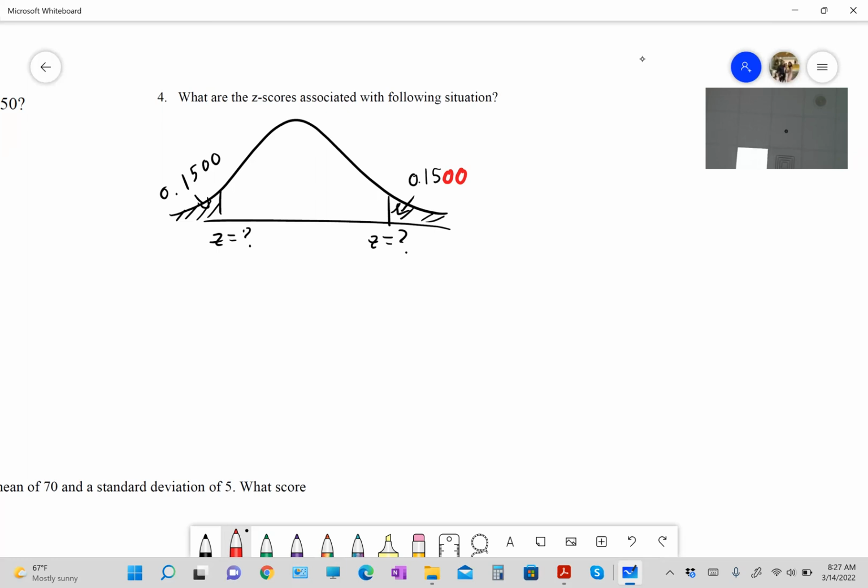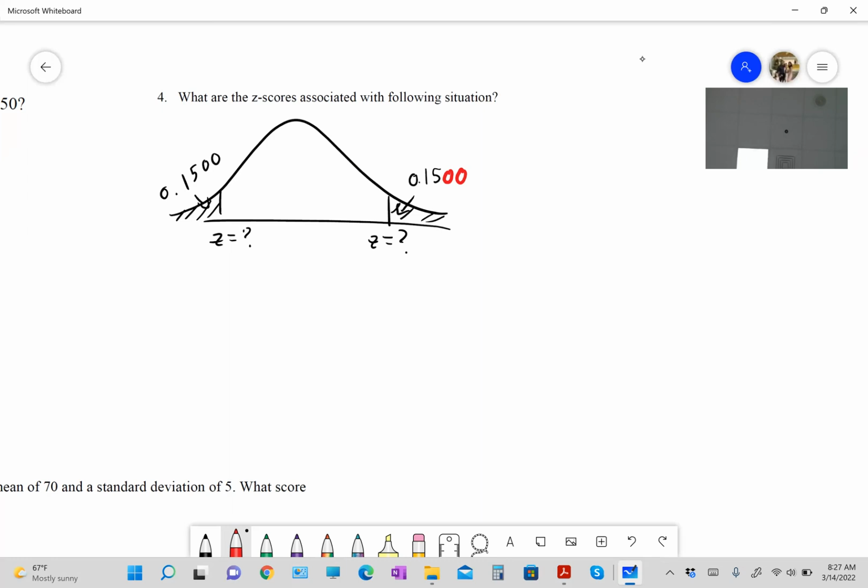Okay, so 0.15. This is like the other one. This is actually giving it away easily. You just find the area. You always look for the area to the left because that's the one you can find easily. So 0.1500. If we look at it, there are 2 of them that are close.